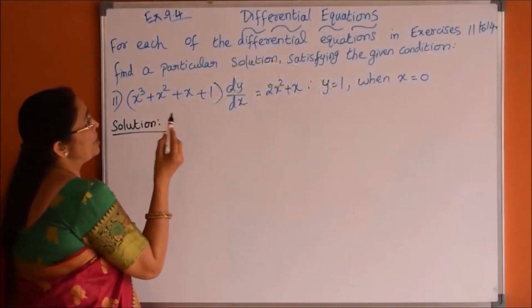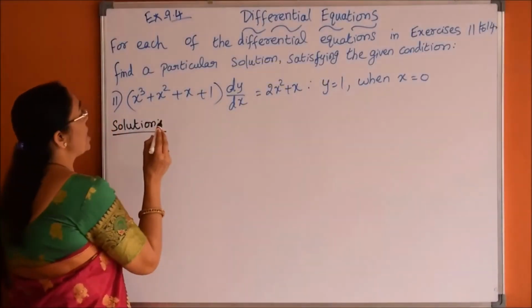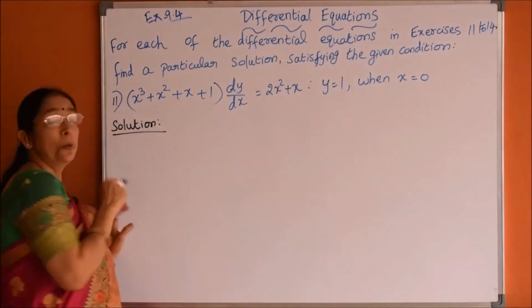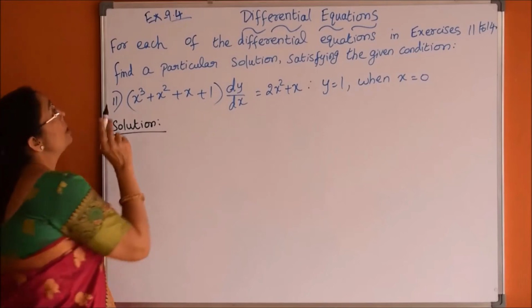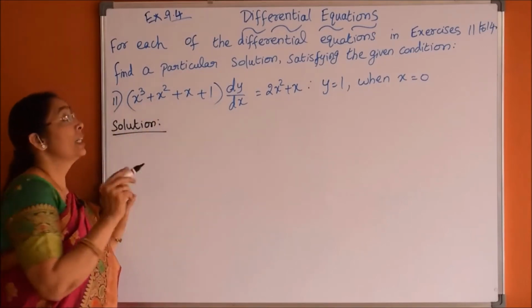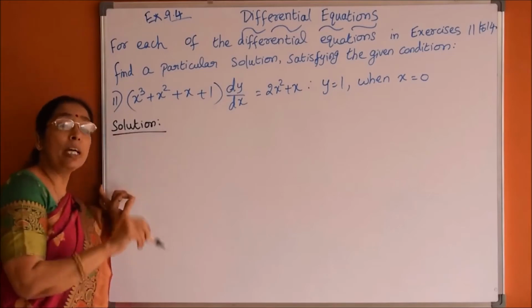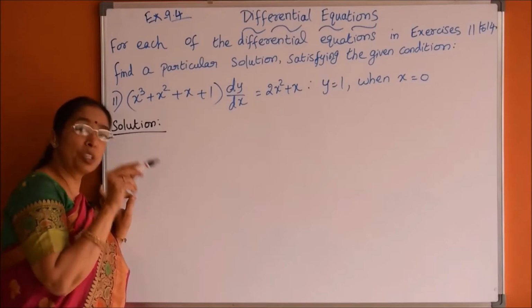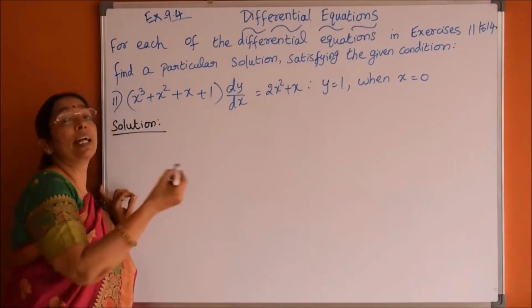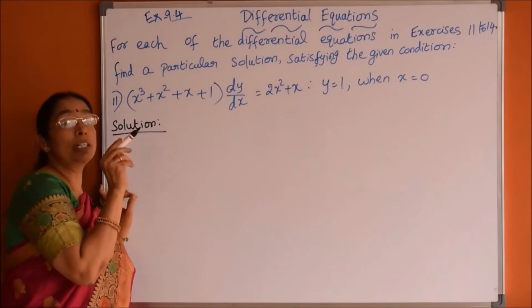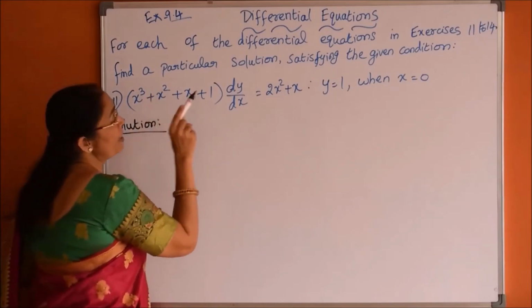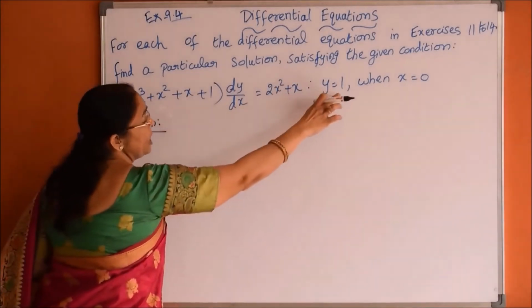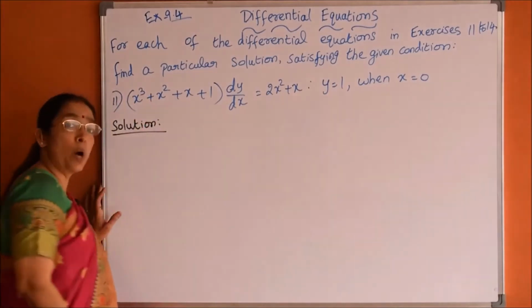For each of the differential equations in exercises 11 to 14, find a particular solution satisfying the given condition. In the previous 10 problems we found the general solution for the given differential equations, that is, we are not able to find the value of c. For different values of c we will get different solutions. That is why it is called general solution. But here, to find the c value, the conditions are given. For example, the first problem, when x is equal to 0, y value is 1, like that.